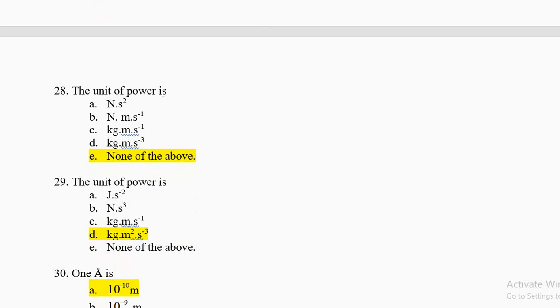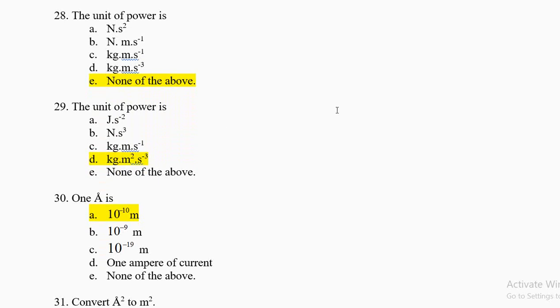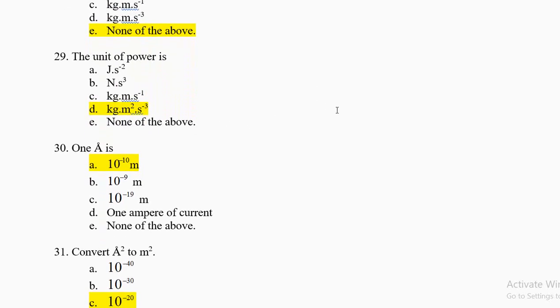Yes. The unit of power, question 28. You will see all of them are wrong, so you have to write none of the above. 29th. The unit of power is kilogram meter squared second minus 3. Power is joule by second. Joule is force into distance. So Newton meter by second. Then put the Newton there, you will get kilogram meter squared second minus 3.